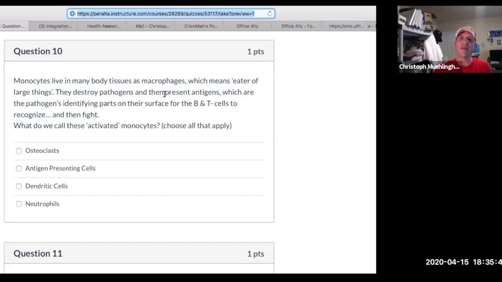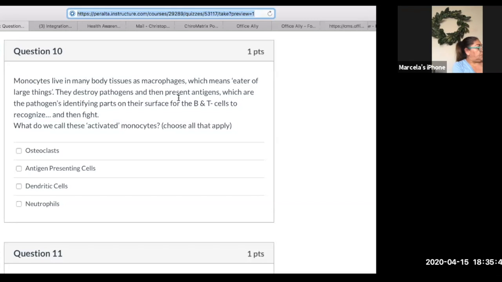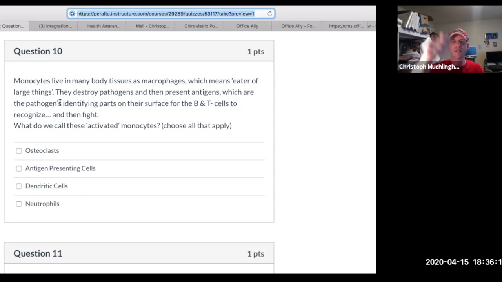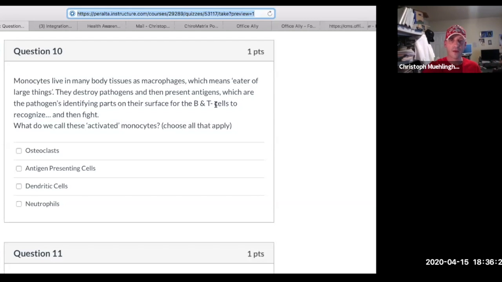They destroy pathogens and then present antigens, which are the pathogen's identifying parts on their surface. So that's really cool. Those monocytes eat what makes us sick and destroy it so we don't get sick. And then they take the antigen, the identifying part of a pathogen. It's not necessarily the whole pathogen that makes us sick. It's just a shell with an identifying part, like a flag on top that says, that's an E. coli, that's the coronavirus. That's an antigen. And they then present that to the B and T cells, and the B and T cells are the ones that then go kill it. That's kind of cool.